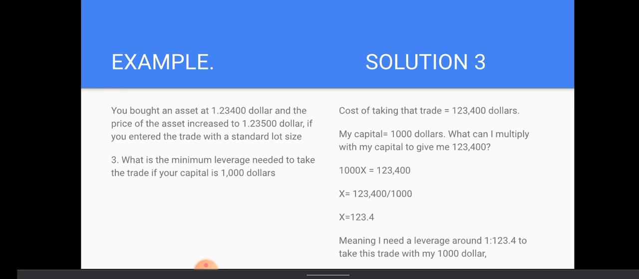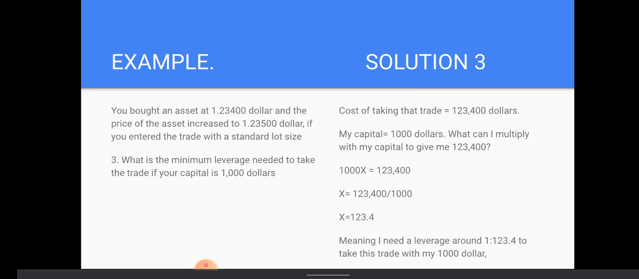So let's call the number that will be multiplied with our capital X, which is in turn our leverage, right? We don't know, we are asked to find it. So let's call it X. So it means $1,000 times X should give me 123,400. Now making X the subject of the formula, X equals 123,400 over $1,000. So I get X to be 123.4, meaning that I need a leverage of around 1:123.4 for me to take this trade with $1,000.